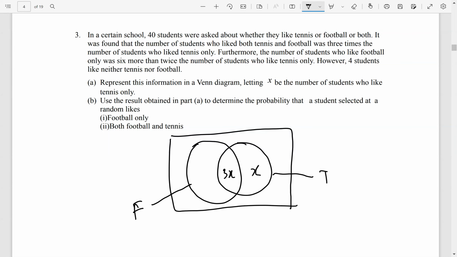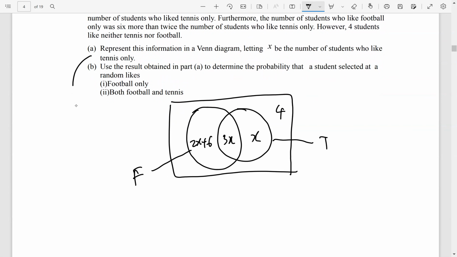And furthermore, the number of students who like football only, the number here, was 6 more than twice the number of students who like tennis only. So here is 3x plus 6. The number of students who like football only was 6 more than twice the number. So here is, sorry, it's going to be 2x plus 6. However, for students who like neither tennis nor football, it means 4 students were in this part, dear students.